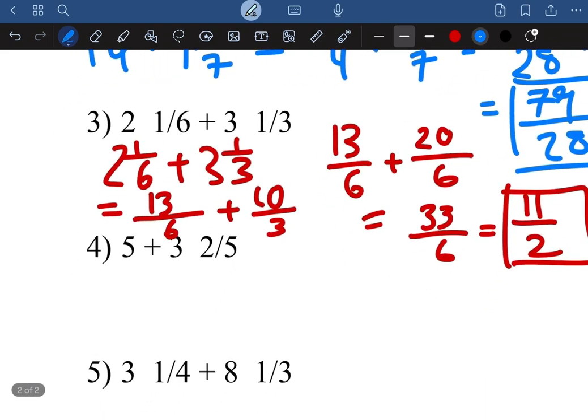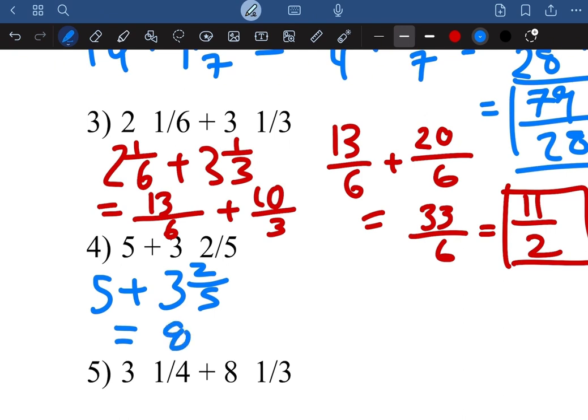Number 4, we have 5 plus 3 and 2/5. For this one, since 5 is just a whole number and not a mixed fraction, we can just add them together. So 5 plus 3 and 2/5 would be 8 and 2/5. We can turn this into an improper fraction. So the bottom stays as a 5. We're going to multiply 8 times 5, which is 40, and then add the 2. 40 plus 2 is 42. So the answer for number 4, you can either write it as 8 and 2/5 or 42 over 5.